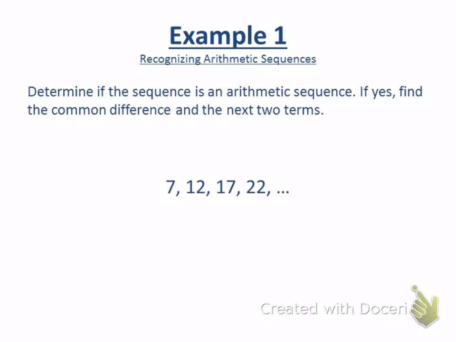Yes. It is, right? What's the common difference? Plus 5. So what the next two terms would be, what? 27 and 32 would be the next two terms. All right? So it is an arithmetic sequence. The common difference is 5, and the next two terms would be 27 and 32.